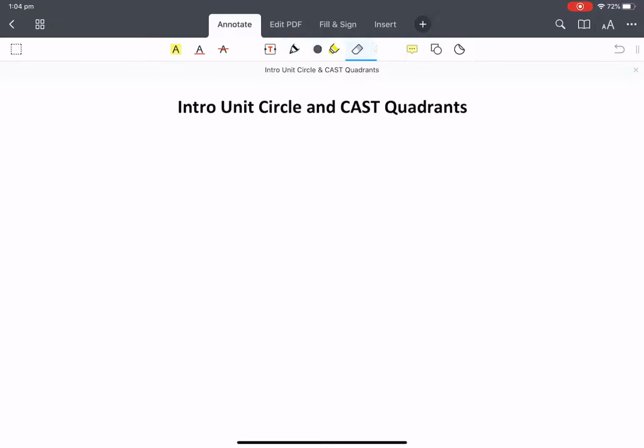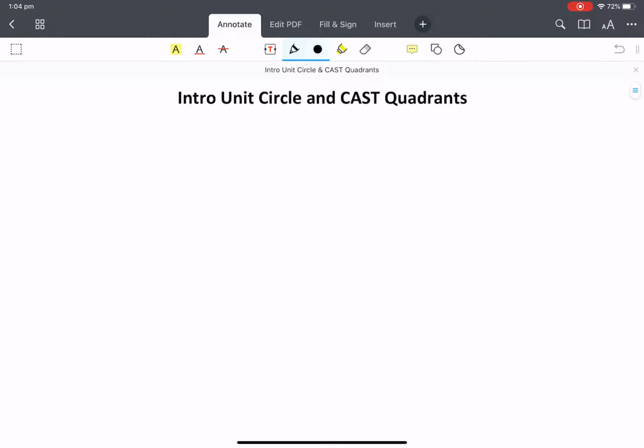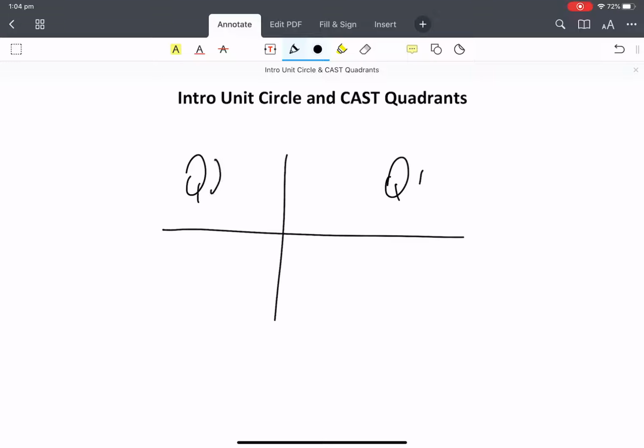Introduction to the unit circle and CAST quadrants. First thing to do is to work out quadrants. So think of a Cartesian plane. This is quadrant 1, quadrant 2, quadrant 3, quadrant 4. Yes, they're numbered, there's 4 of them, and that's the order that they go in.